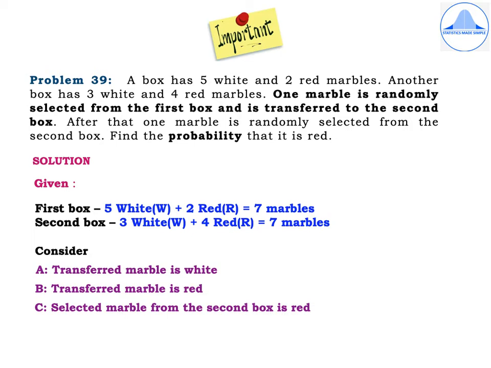Now what is the question asked? The question asked is you should find the probability that the marble which is selected from the second box is red in color. So that would be our event C. That is, selected marble from the second box is red. So for this particular problem we will have only three events A, B and C.